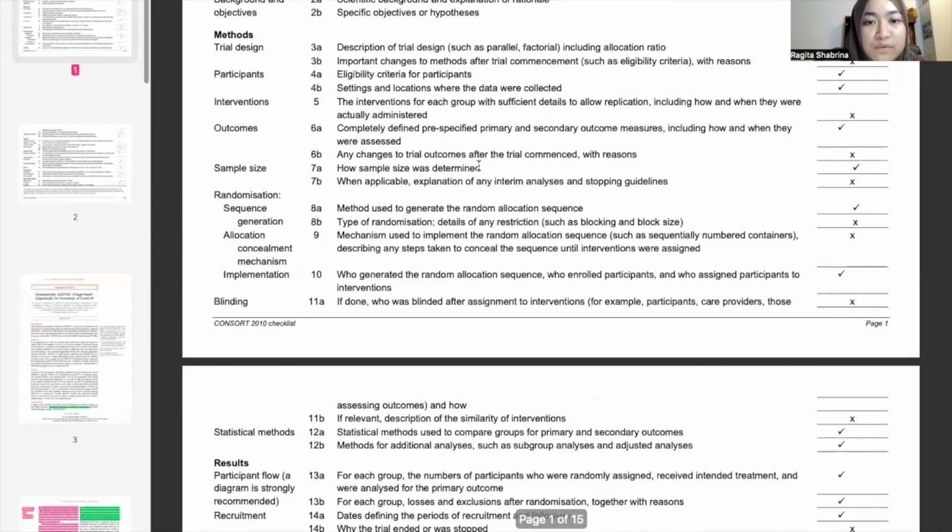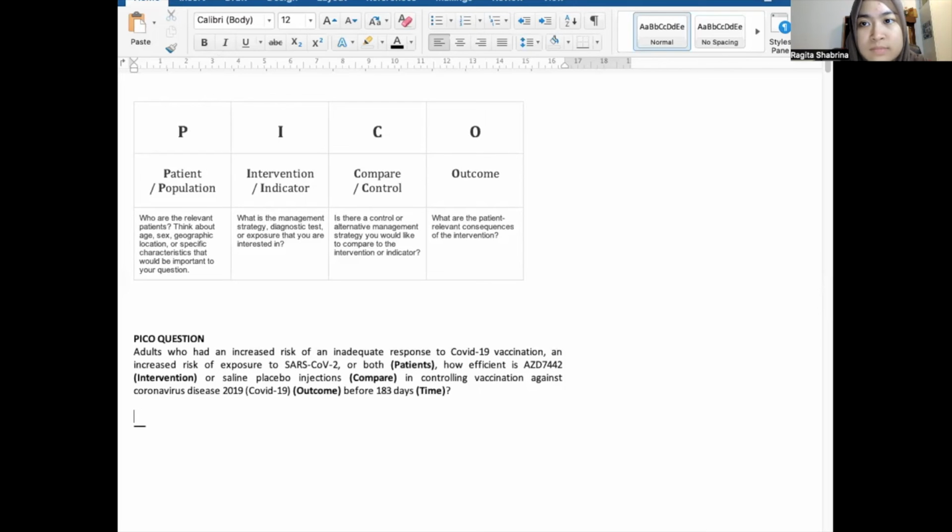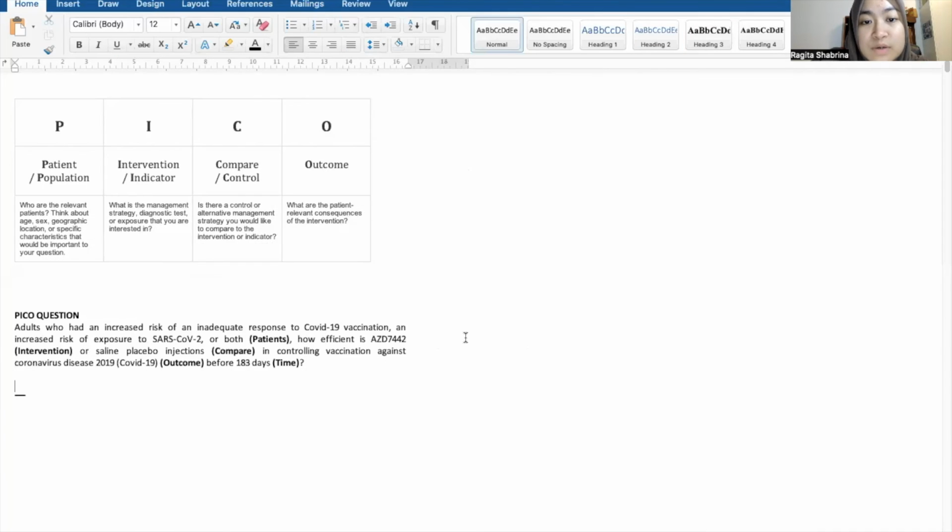And now we move to the PICO questions. So this is the PICO questions. As we know, P refers to patient or population. The definition of P is who are the relevant patients, and thinking about the age, sex, geographic location, or specific characteristics that would be important to your question.